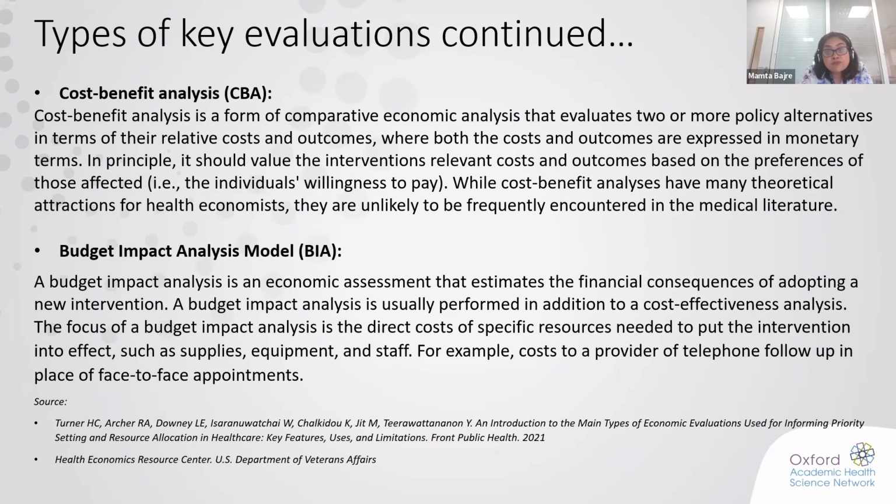A budget impact analysis is usually performed in addition to a cost effectiveness analysis. The focus of a budget impact analysis is the direct cost of a specific resource needed to put the intervention into effect, such as supplies, equipment costs, staff costs, resource time. You don't need to collect utility for the quality of life assessment for a budget impact model. And that's really handy when you have to do quick decision making. The classic example of a budget impact analysis would be the cost to a provider of a telephone follow-up when compared to a face-to-face appointment for any patient area.